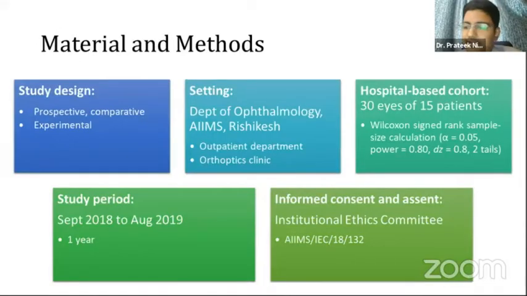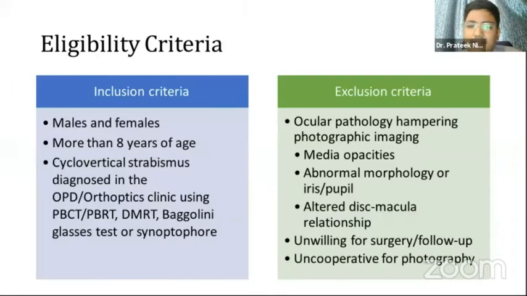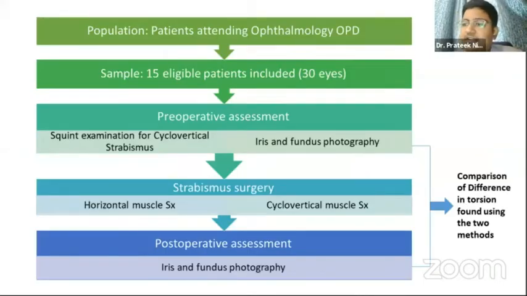This was a prospective comparative study with an experimental component conducted in 30 eyes of 15 patients over a year, and it was approved by the ethics committee. It included subjects over 8 years of age with diagnosed cyclovertical strabismus and excluded those with ocular pathologies hampering imaging, unwilling, and uncooperative patients. The iris and fundus photographs were taken pre and post-operatively, and difference in torsion compared and determined.